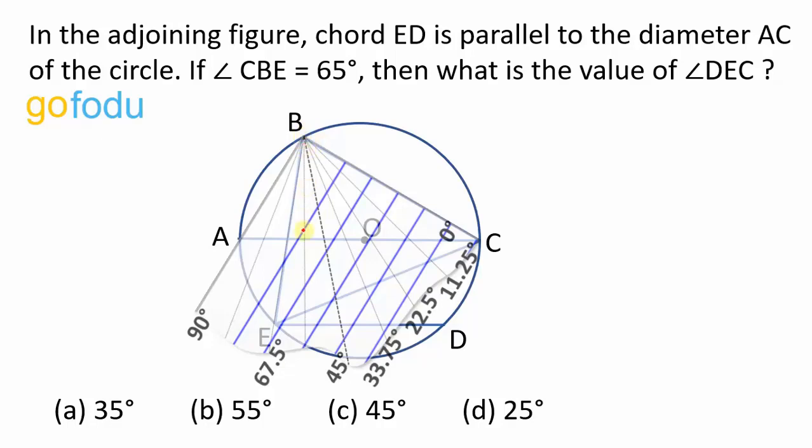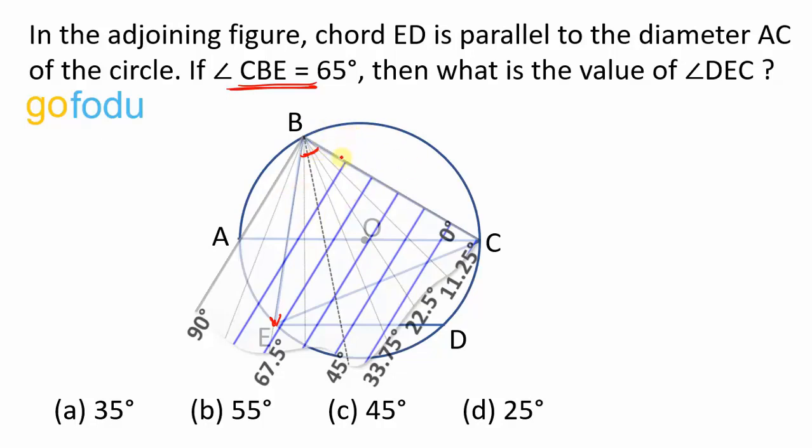Now this line BE is at 67.5 degrees. In fact, it is slightly lesser than 67.5 degrees. That verifies this data that angle CBE is 65 degrees. It is very close to 67.5 degrees. That means this figure is accurate, and now we can calculate angle DEC using this protractor.